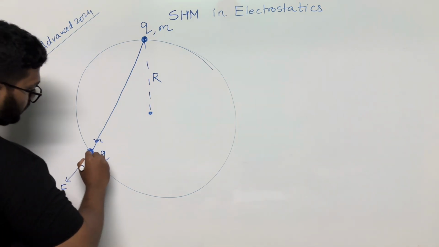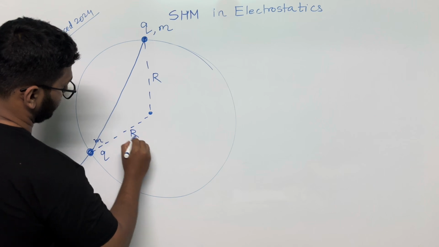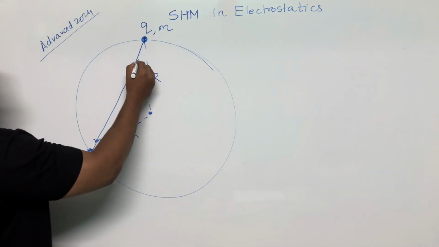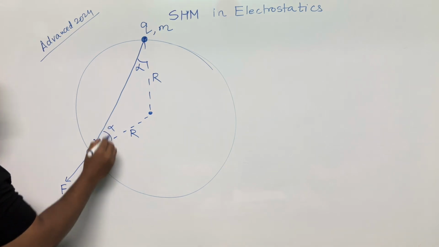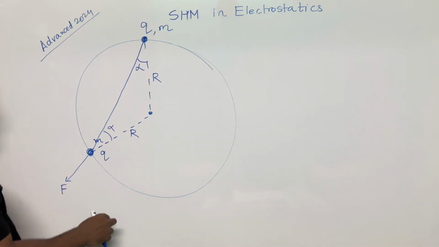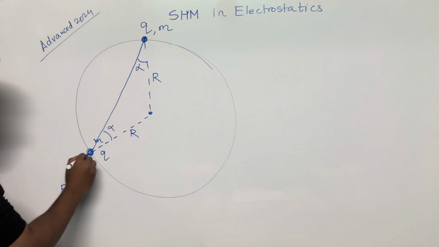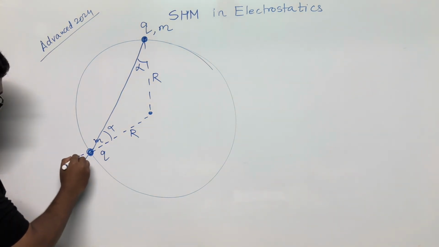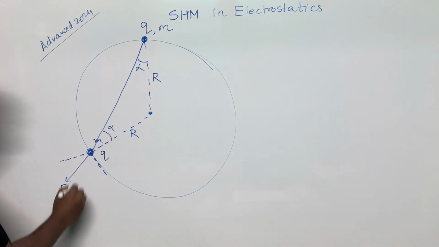Now what I am going to do is join this with the center over here. This is the radius r again. Let's call this angle alpha. Since this is angle alpha, this angle is also alpha. Why? Because this is an isosceles triangle. These two sides are equal, so these two angles are equal. Very good.